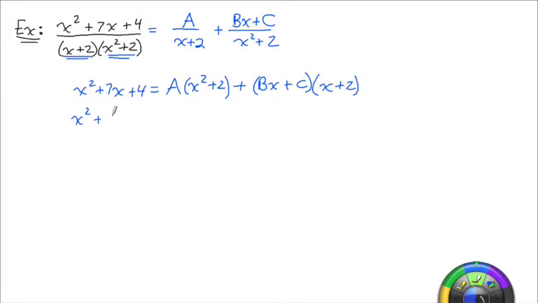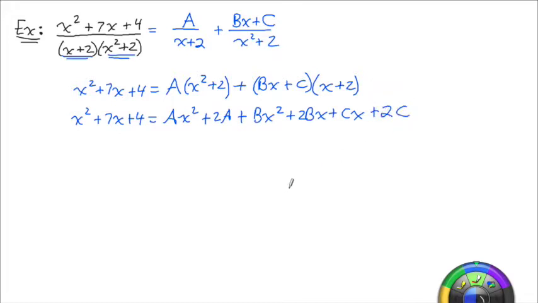So we're going to have x squared plus 7x plus 4 on the left, and then ax squared plus 2a, and then over here we're going to have to FOIL, so bx squared, 2bx. In the middle here we're going to get cx, and then the last we're going to get 2c.